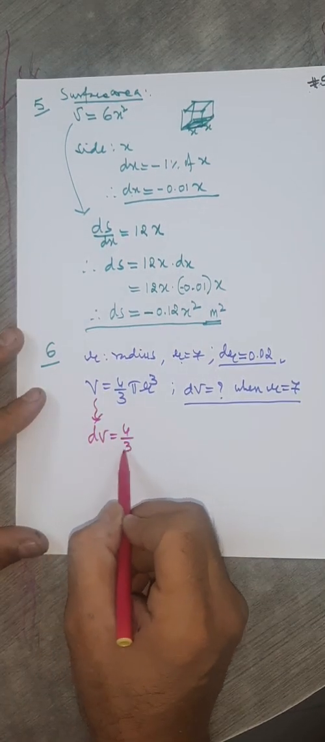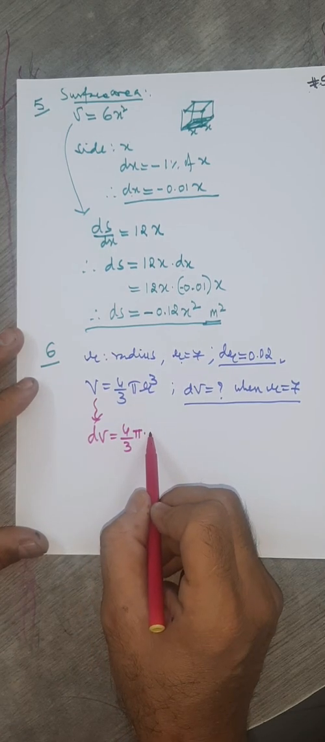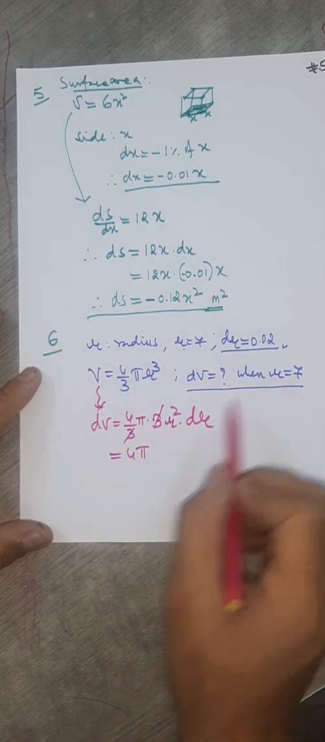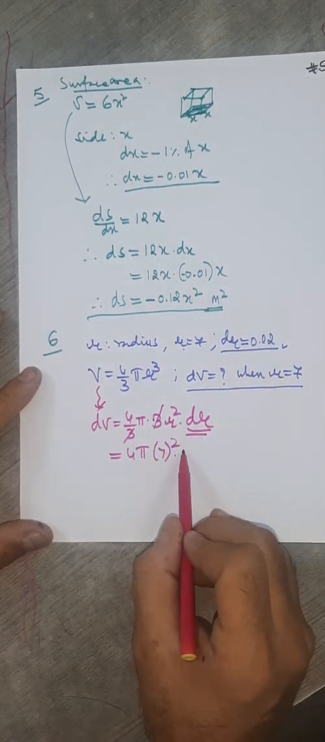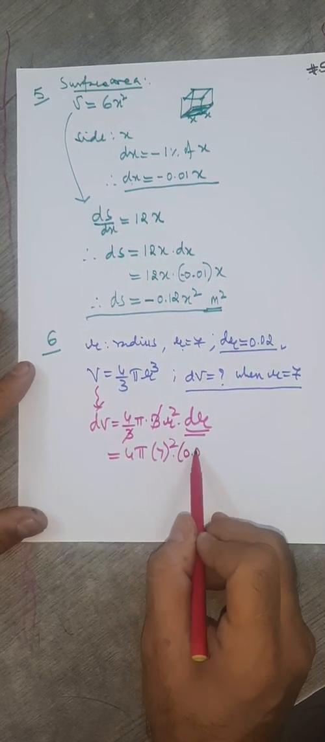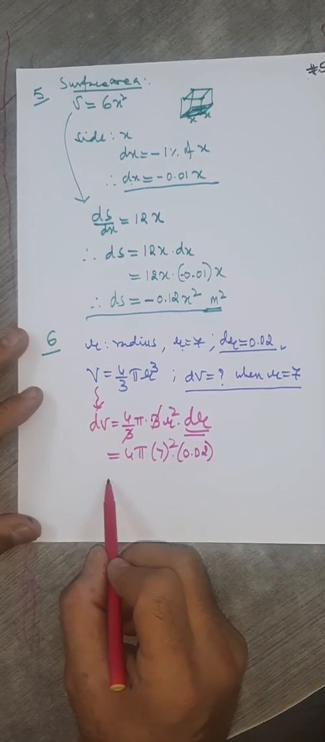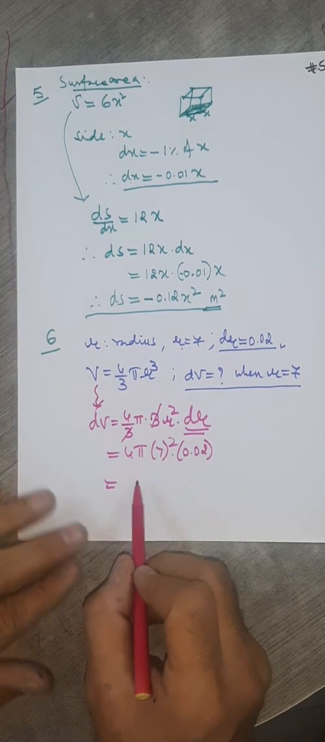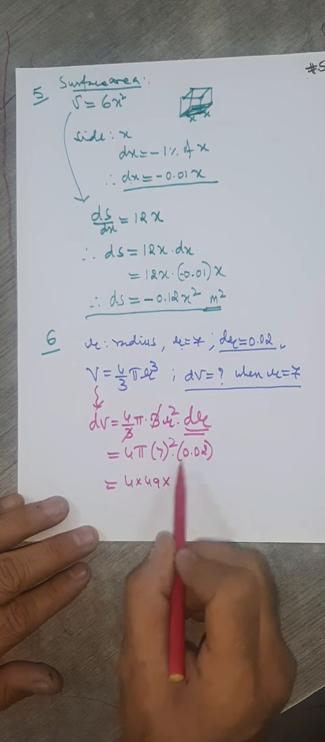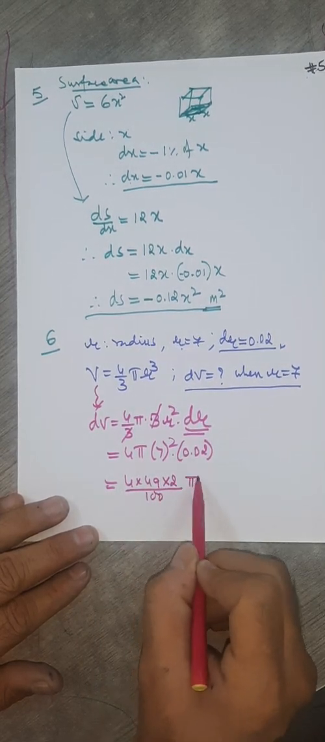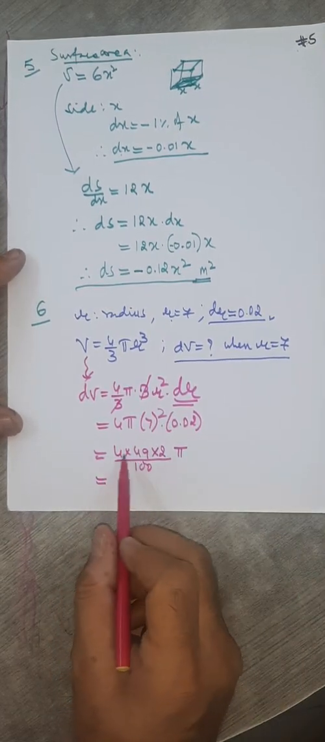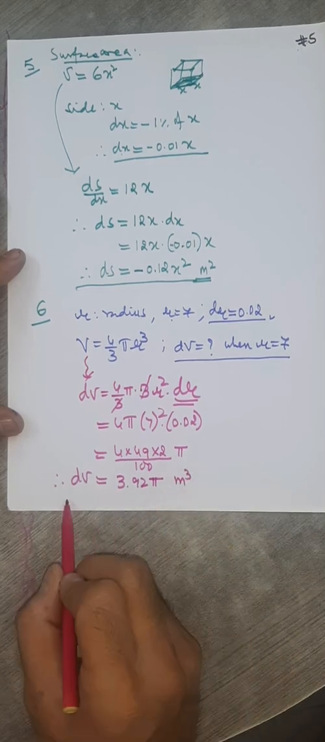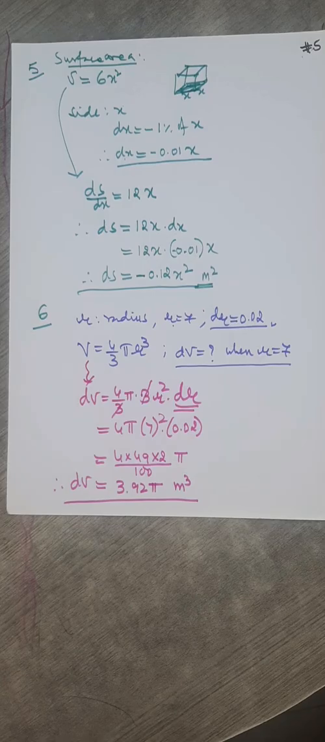So dV equals 4 by 3, pi being a constant as it is, times 3r squared dr. Now we place the values here. The 3 will get cancelled, giving 4 pi r squared dr. R is 7 here, so 7 squared. dr is 0.02 meter. Now the question is just simplification: 4 into 49 into 2 by 100 into pi. Multiply and simplify, and you will get 3.92 pi meter cubed as the error in the volume. That is your answer. This is just the same as what we did earlier in the first exercise.